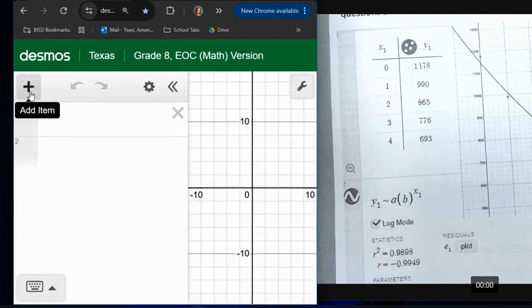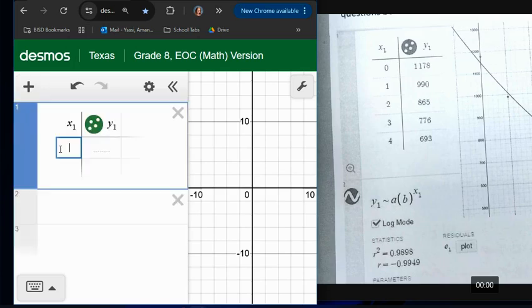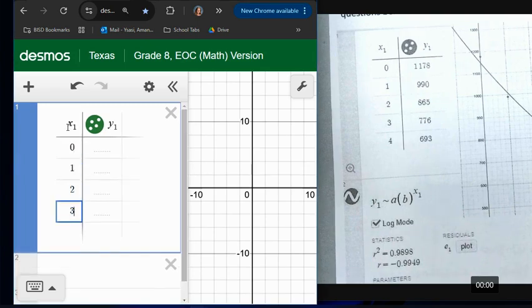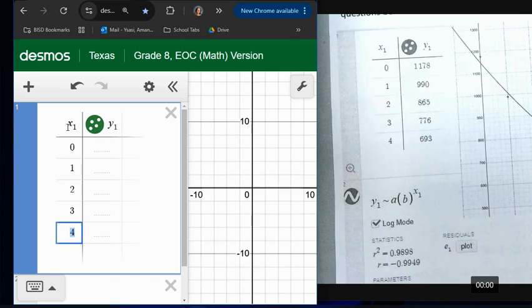Push the plus. Add a table. We're going to put those in. So let's start with the x's. See how it says x1? So 0, 1, 2, 3, 4. Next, put in your y's. 1178, 990, 865, 776, 693.